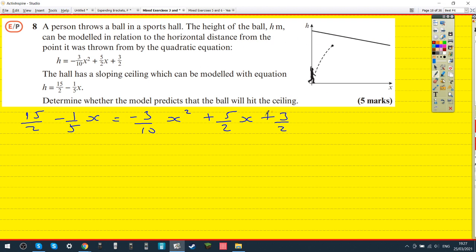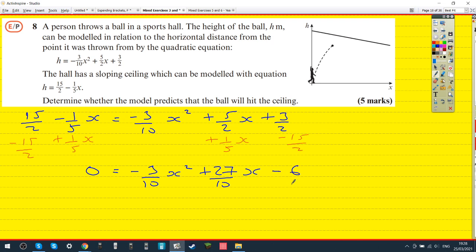Okay. So could you add a fifth x to both sides? Yeah. Okay. Which will give you 27 over 10x. That's great. And what else? And then you minus 15 over 2x on both sides. Yeah. And that's just 15 over 2. Which gives you minus 6. That's great. Yep. And then would you solve as a quadratic? So solve that.